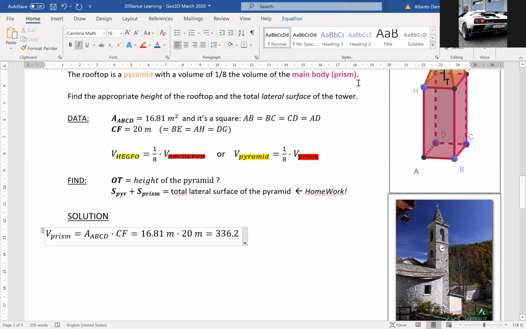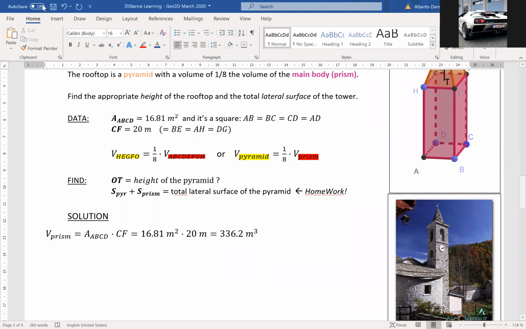336.2 what? Maybe you're writing in the chat. Meter cubed. Yeah, because I made a mistake before. It's not 16.81 meters, but it's meter squared. So meter squared times meter will give me meters cubed. And in fact, it's a volume. Let me see what you guys are saying in the chat. Meter cubed, exactly. Meters cubed.